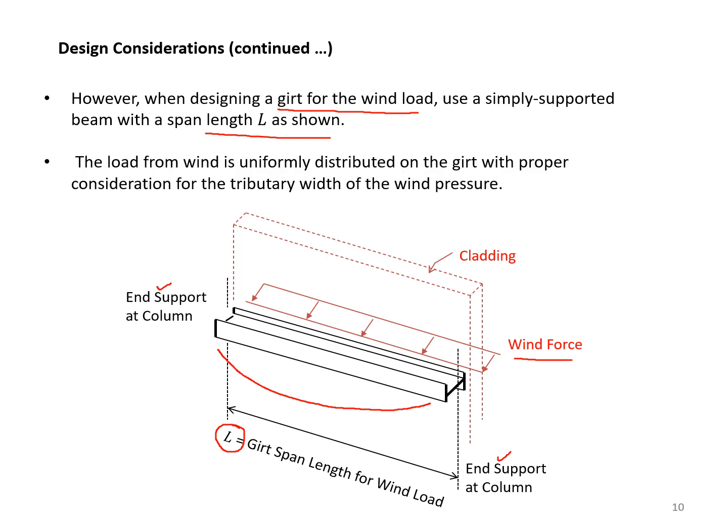The load from wind is uniformly distributed on the Girt with proper consideration for the tributary width of the wind pressure. By tributary width, we mean the spacing between the Girts in the vertical direction.